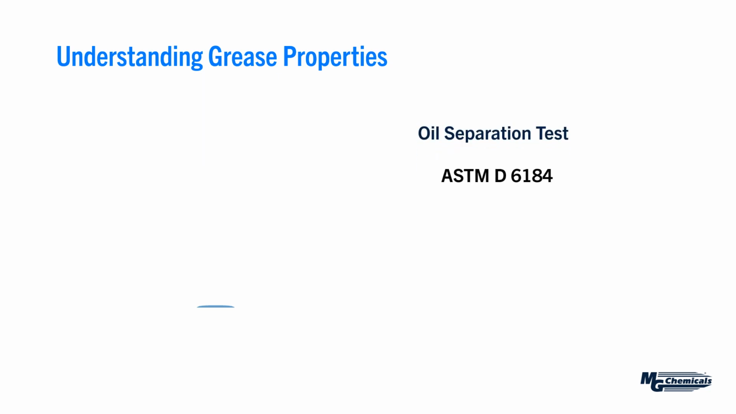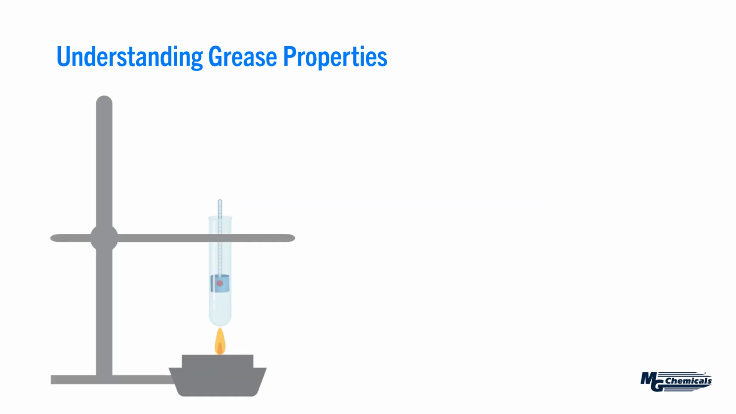So again, that's run based on the ASTM D6184 standard. The second test we're going to look at is called the dropping point, and it's quite similar to the oil separation, but different in that what we're looking for here is the temperature of the initial onset of oil separation. So once we see that oil has begun to separate out of the grease, we simply note the temperature at which it happened.